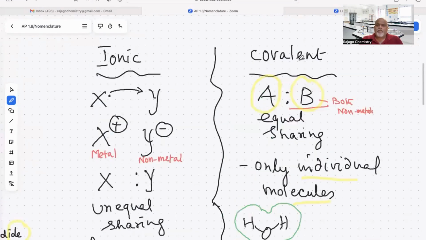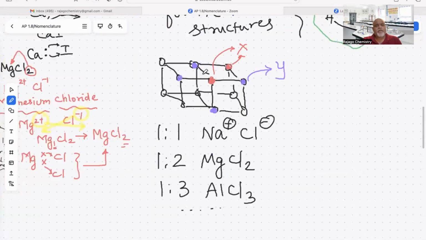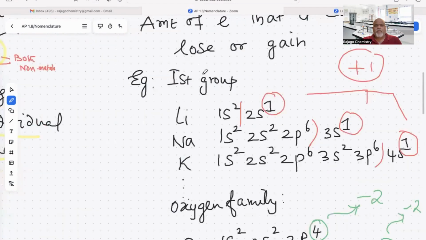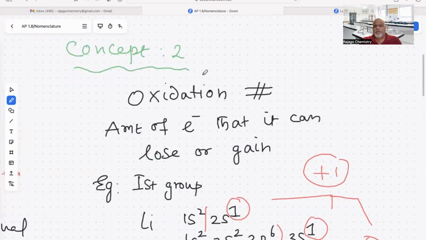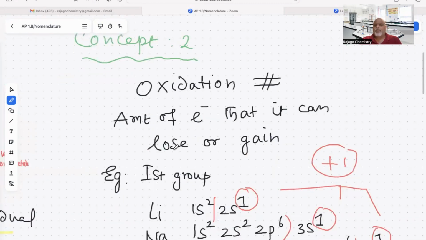The reason we have to establish this is to make you understand that there are two different nomenclatures. When you name compounds, there is a separate way to name ionic compounds and a separate way to name covalent compounds. Covalent compounds are very easy to name. First we are going to look at the ionic compounds, but before that, we have to understand what an oxidation number is. Oxidation number is the number of electrons an atom can lose or gain.